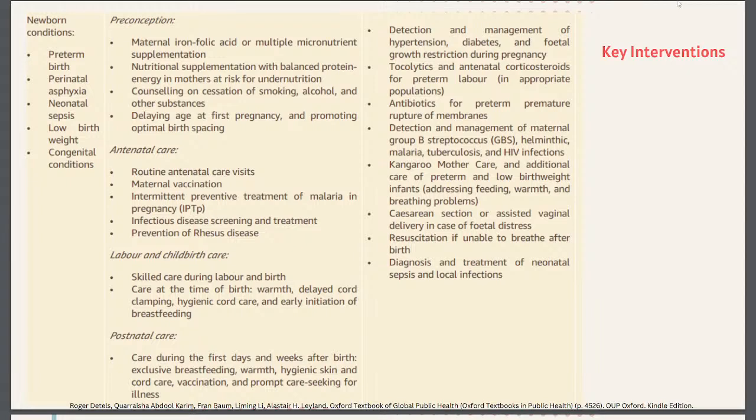So where will this come? Hypertension, diabetes and fetal growth restriction detection and management. What kind of prevention would that be? Your thoughts? What is secondary prevention? A person who is coming to a hospital with some signs and symptoms, what kind of prevention are you doing? That's tertiary prevention.